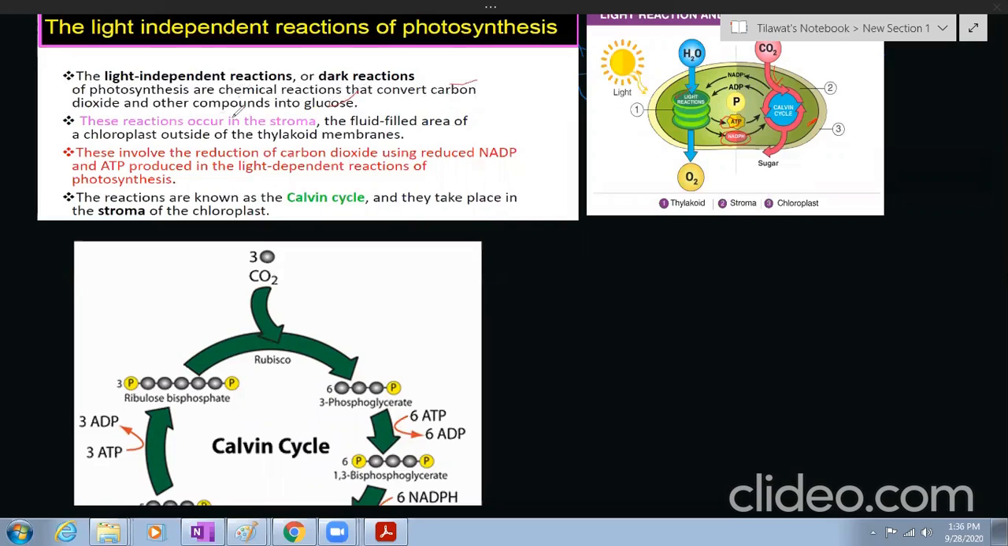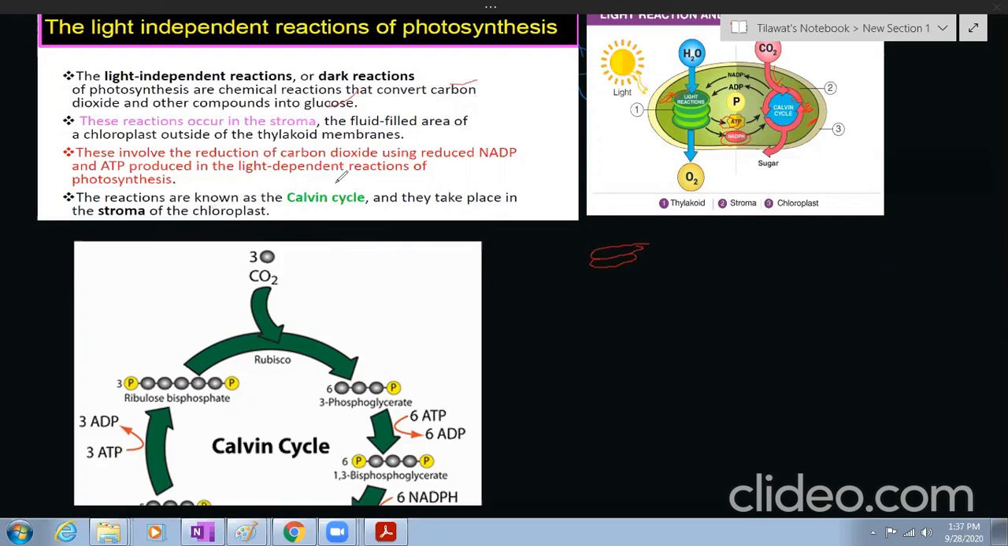So the light independent reaction or dark reaction of photosynthesis is a chemical reaction that converts carbon dioxide into glucose. The reaction occurs in the stroma. Stroma is this outer region from the grana. You can see this liquid part of the chloroplast, right? Stroma is the fluid filled area of chloroplast outside the thylakoid membrane. Outside the grana means, for example, the thylakoid membrane of grana. So this outer region is called stroma.